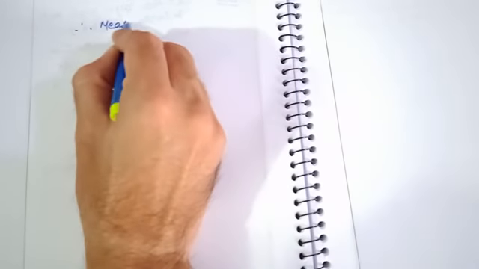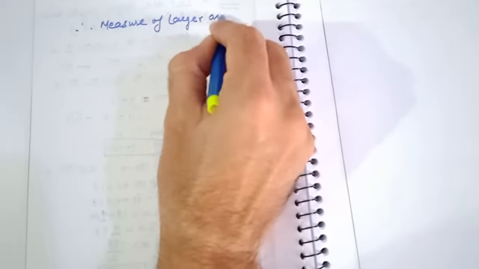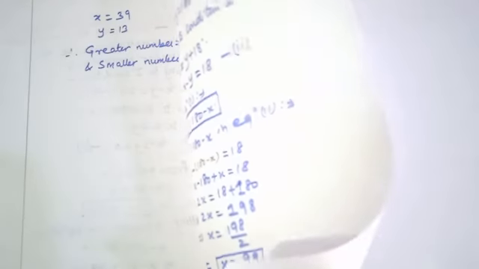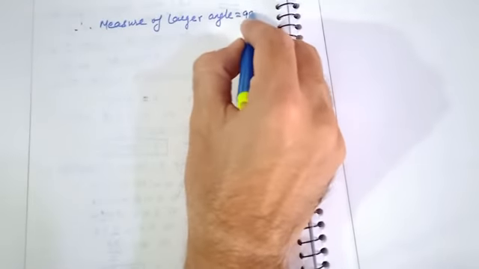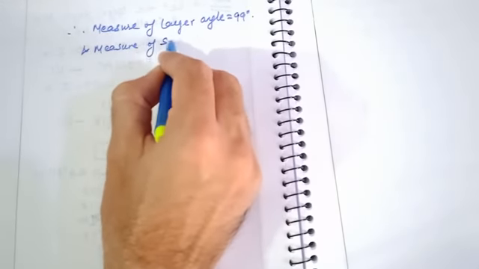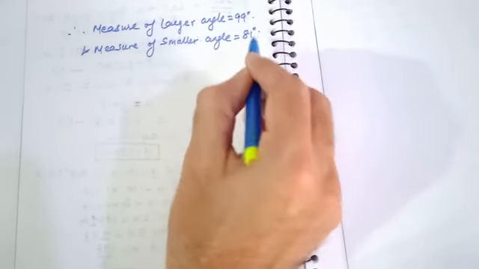So finally let us write our answer. हम अपना आंसर लिख लेते हैं. Therefore, the measure of the larger angle is equal to 99 degrees. The measure of the larger angle is 99 degrees and the measure of the smaller angle is coming 81 degrees. Clear, students? This is your required answer.